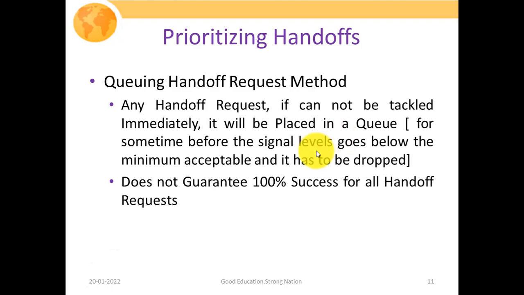And when channels are available, or ongoing calls terminate properly, then those resources can be shared to serve this particular handoff request, and we have to make sure that the request is performed before the received signal strength falls below the minimum acceptable level. Otherwise, the call will get dropped. So obviously, if we are performing this queuing method, it does not guarantee 100% success of all handoff call requests, just because it will not always be the case that we have free channels available or a particular user ends their call during that particular moment.